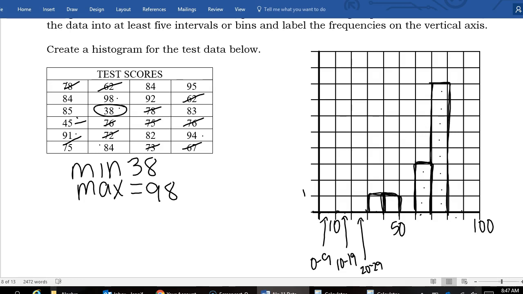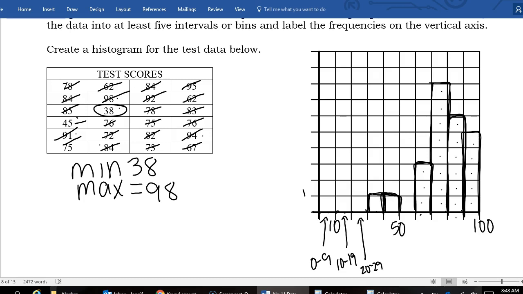In my 80s, 1, 2, 3, 4, 5, 6. And then finally my 90s. 1, 2, 3, 4, 5. 5 values in my 90s.